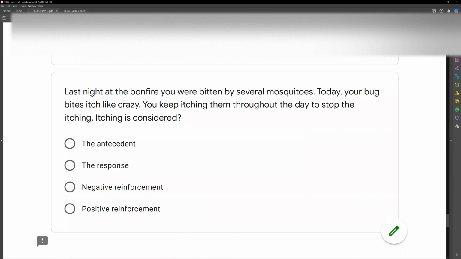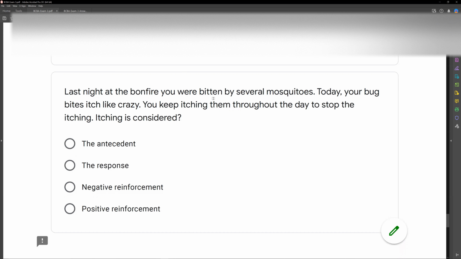Last night at a bonfire, you were bitten by several mosquitoes. Today, your bug bites itch like crazy. You keep itching them throughout the day to stop the itching. Itching is considered what? Do not jump ahead. Do not try to predict the answer here and predict it wrong without actually understanding what the question is asking.